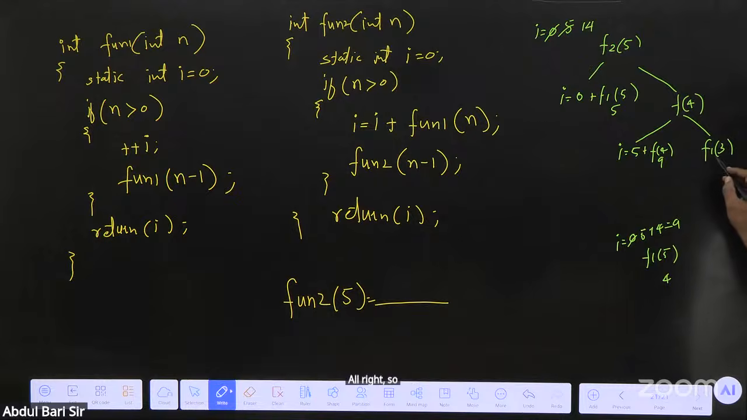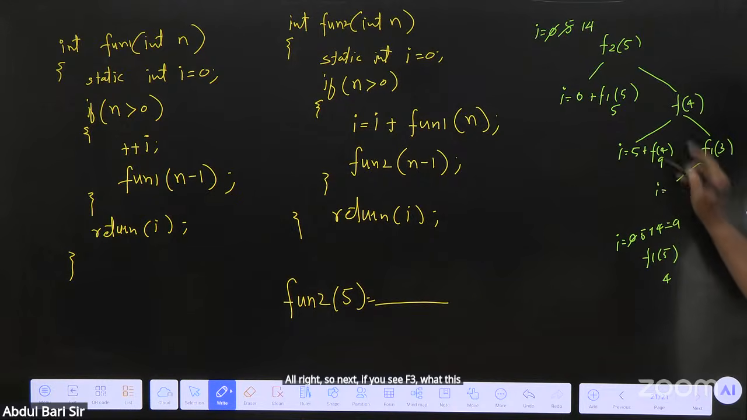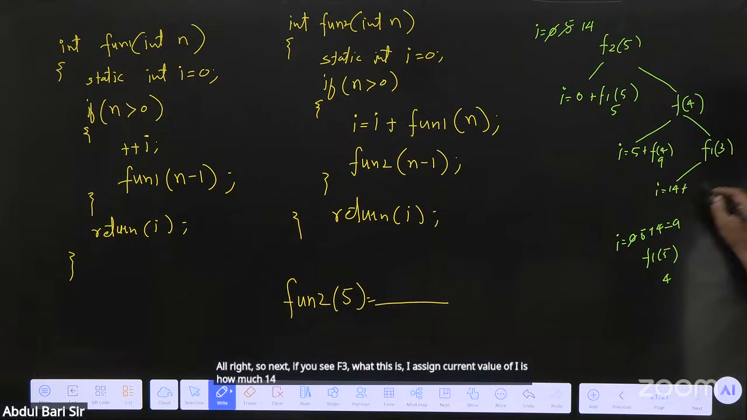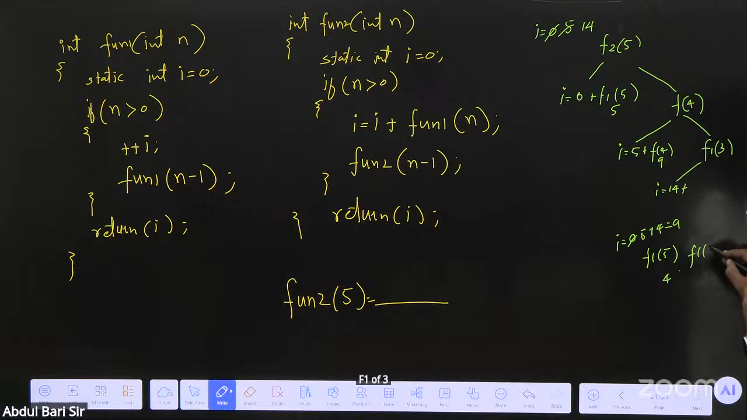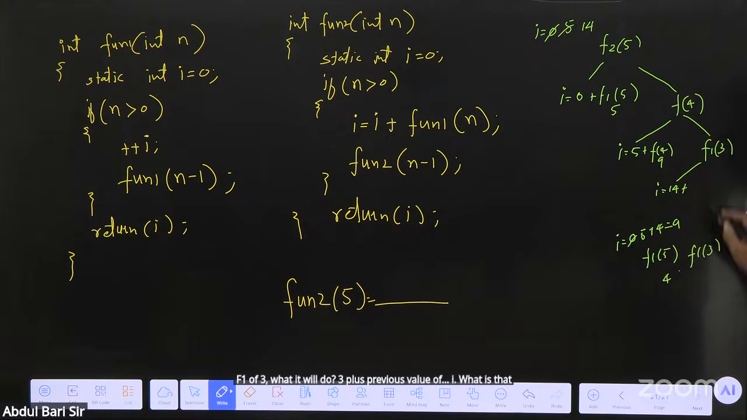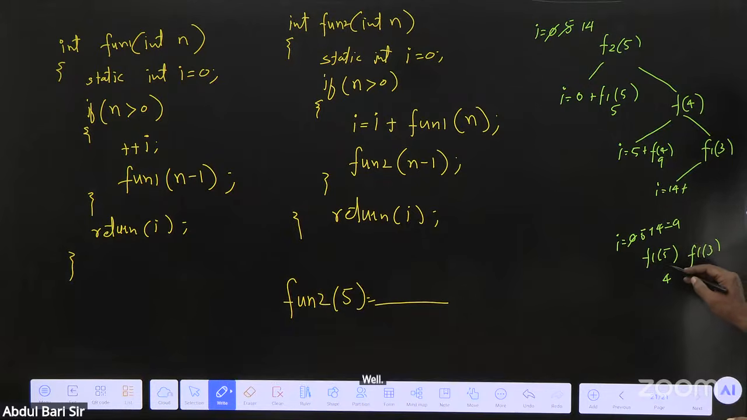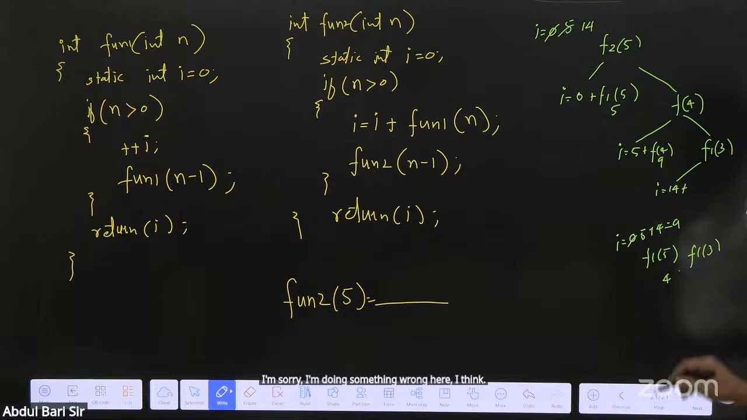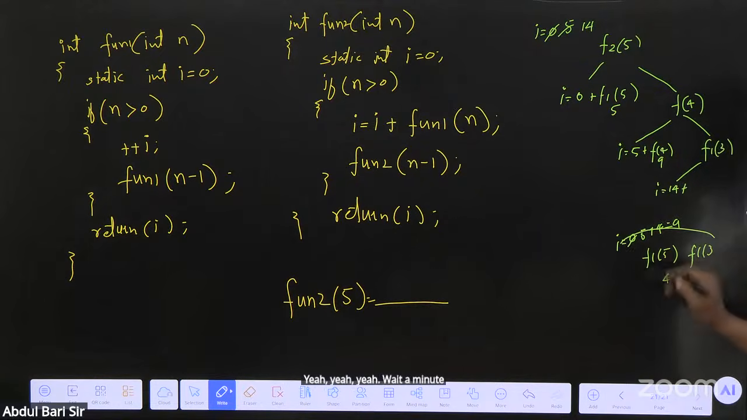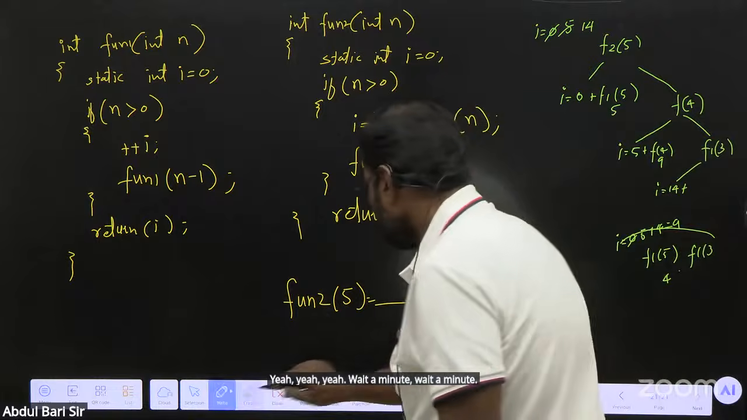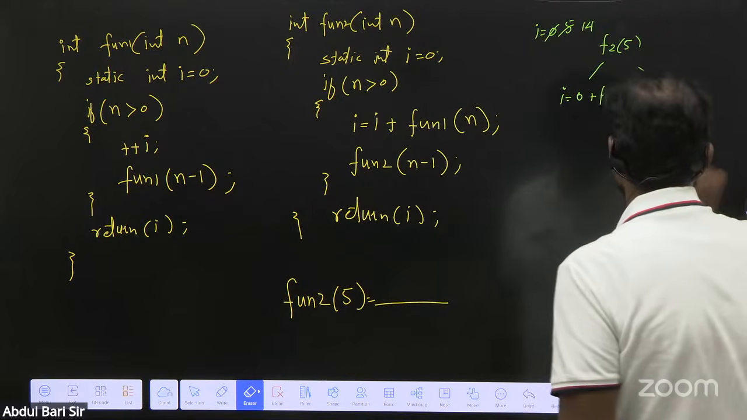So next, if you see F3, I assign the current value of I, which is 14, plus what it will return now if you pass 3 to this one? F1 of 3 will do 3 plus the previous value of I, which is 9. 12. So it will return 12. And sorry, I am doing something wrong here, I think. Wait a minute, wait a minute. Sorry.